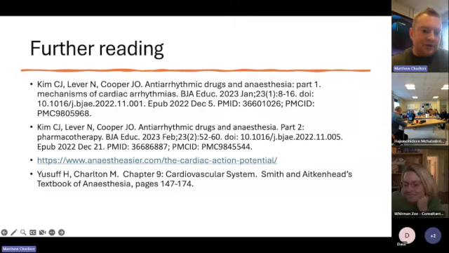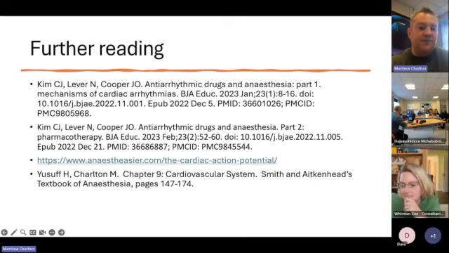You guys are welcome to have the slides, but those are the two papers that are well worth looking at. And this anaesthesia website, which I've not come across before, is actually really good. It explains things quite simply, and that's where I lifted some of the diagrams from. And a shameless self-plug for the cardiovascular system chapter in Smith and Aitkenhead that I helped write.